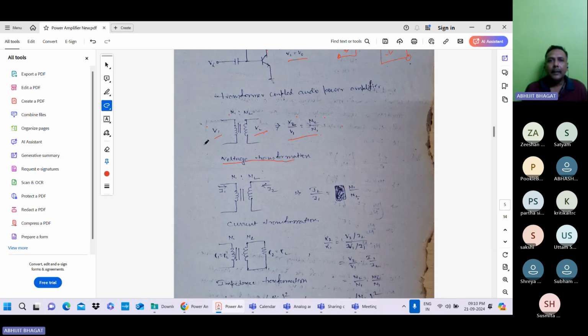So this relationship shows how voltage is transferred in case of a transformer. If you supply the voltage V1 across the primary side, you get the output voltage V2. And what is the relationship between this V1 and V2? It is V2 by V1 equal to N2 by N1. Is it okay?